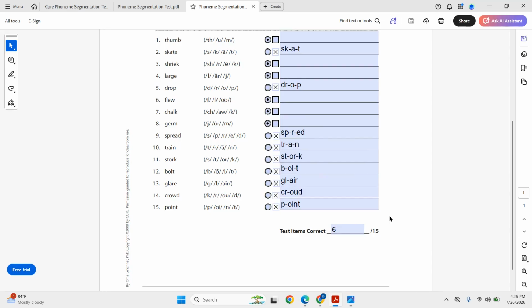But the main reason for administering this assessment is to interpret the results. We have to know what to do with this data. Now, the student performance is interpreted using the established performance levels. And let's look at that.